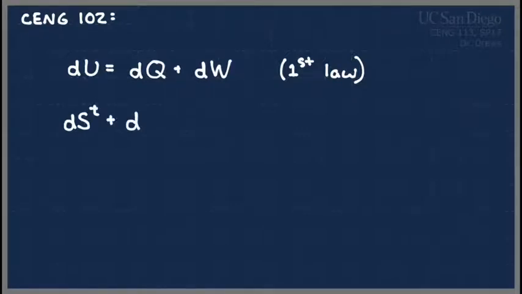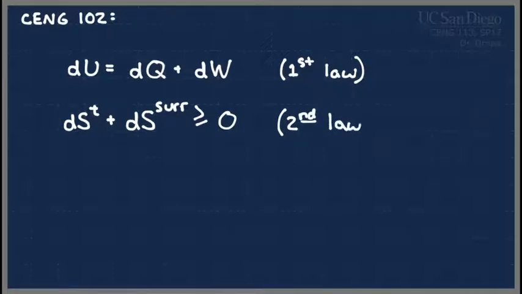So the entropy change of the system plus the entropy change of the surroundings had to be greater than or equal to 0. And so this was our second law. That was something brand new in 102 that never came up in any form in CENG 100. The equality there, remember, holds if something is called reversible. So if it's an idealized system, then the entropy generation is 0.